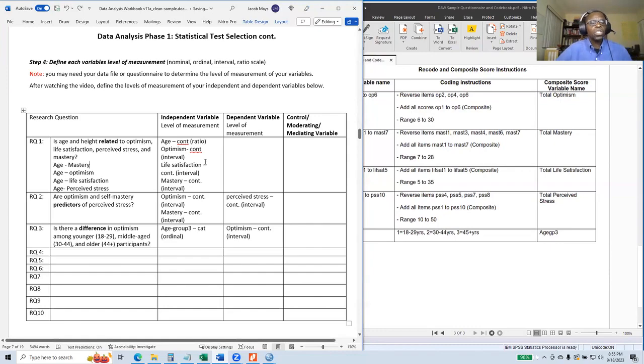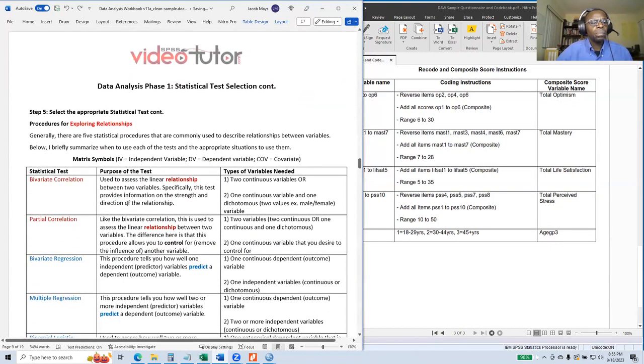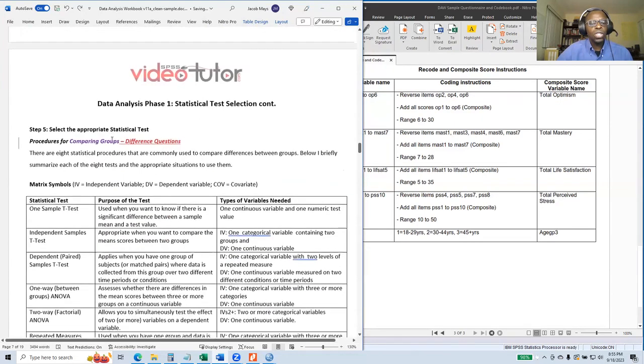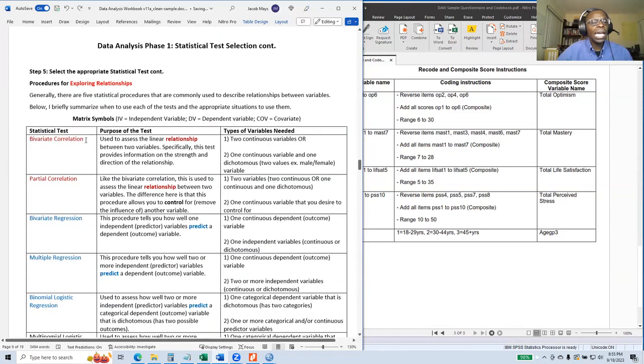All right. So these are all continuous. So, used to assess the linear relationship between two variables. Specifically, this test provides information on the strength and direction of the relationship. Two continuous variables. These are all continuous, right? So this might be okay. So we're going to highlight this as a possible.